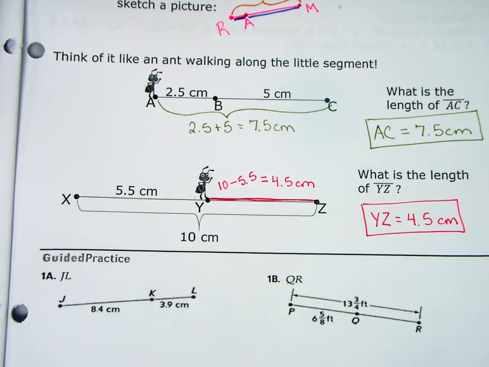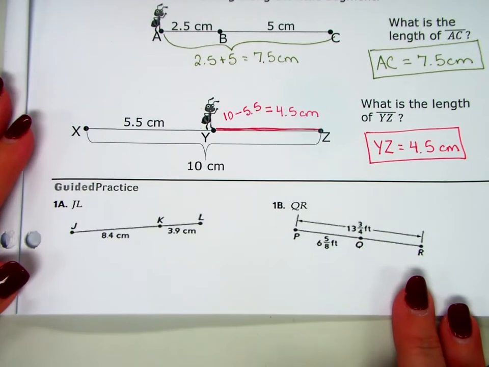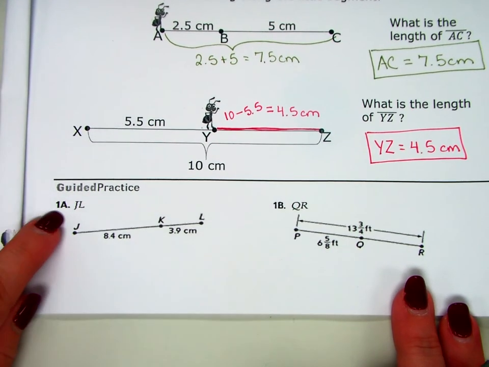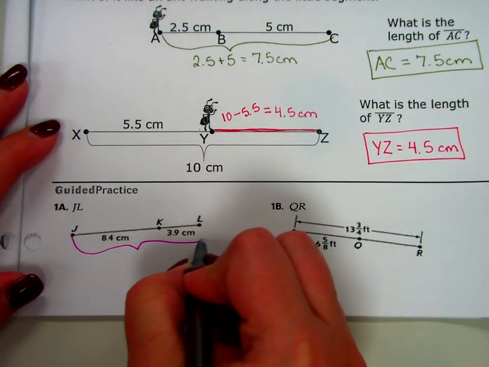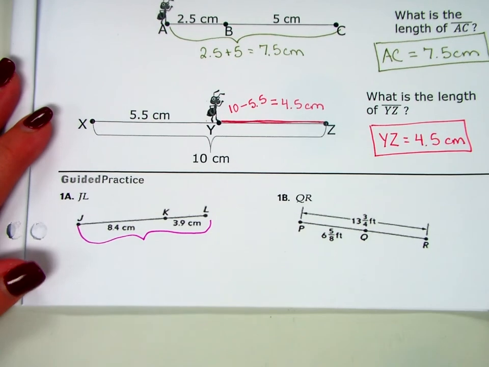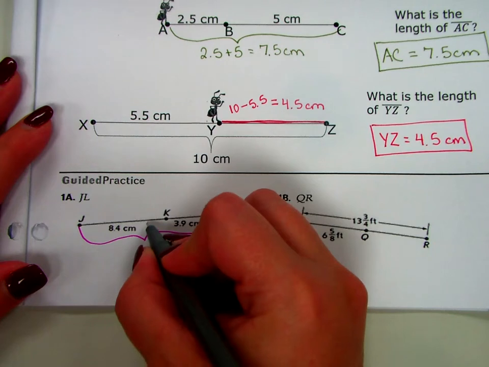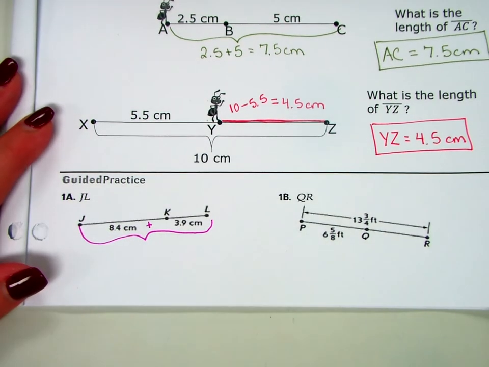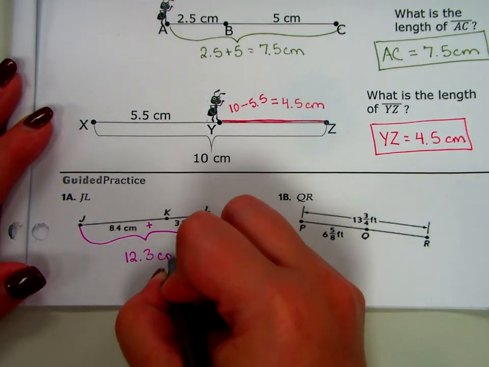I probably won't take off if you leave the bar right now, but eventually it's going to affect when we get into doing proofs with geometry. It'll affect some of the things we do with proofs in geometry. All right, so 1A, it wants to know what's the distance from J to L. So J to L, what is that total distance? What am I going to do here? Add them together. Good. So I'm just going to take that 8.4 plus the 3.9, and what am I going to get? 12.3 centimeters.